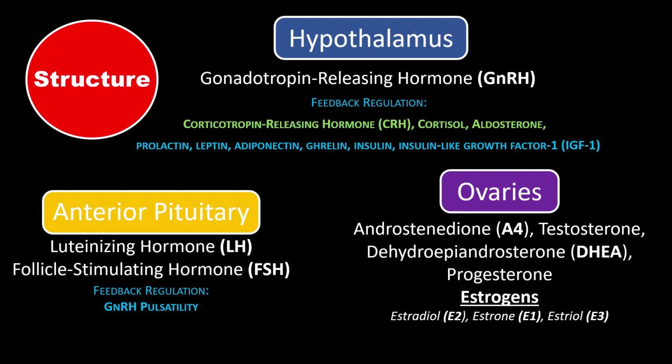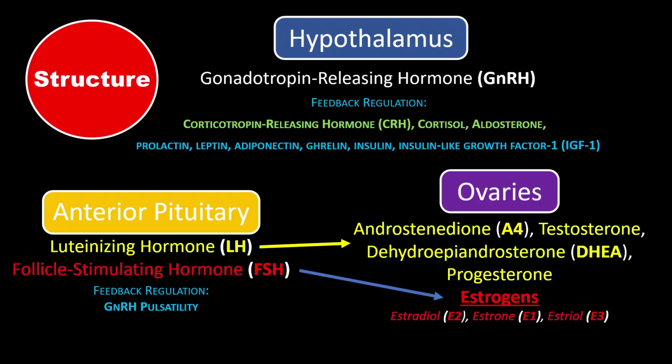There are many estrogens. Primarily, there is estradiol E2, estrone E1, and estriol E3. Estradiol is the primary and most prevalent of the estrogens, and quite often when we discuss the HPO axis, estradiol is what gets most spoken about, but in general, we'll just be speaking about estrogen in most cases. And looking at our gonadotropins, luteinizing hormone is responsible for these guys in the yellow, A4, testosterone, DHEA, and progesterone, whereas follicle stimulating hormone plays a role in triggering the release of estrogens.